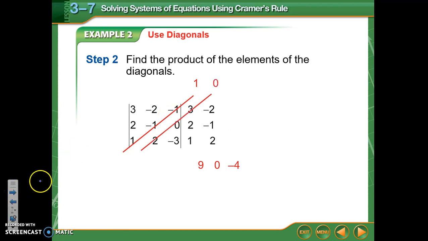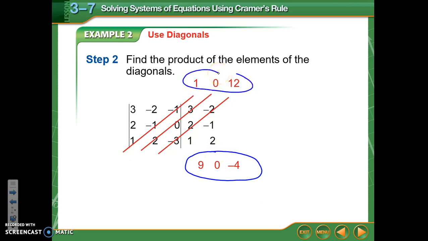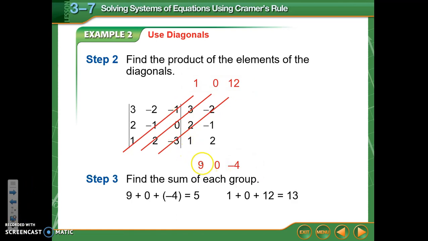Here I will multiply to 0, 2 times 0 times 3. Negative 3 times 2 times negative 2 is 12. So here I have my first set of numbers and my second set of numbers. What I'm going to do now is add these numbers together. So when I add 9 plus 0 plus negative 4, I get 5. And when I add 1 plus 0 plus 12, I get 13.